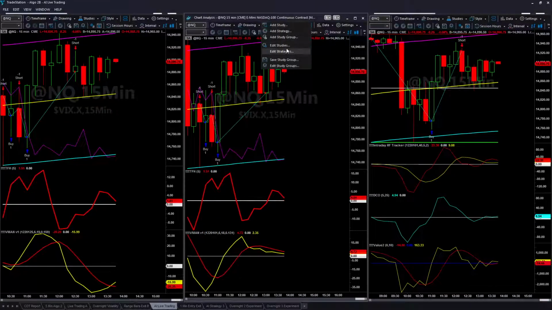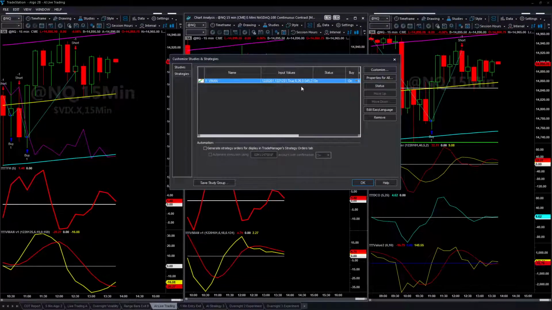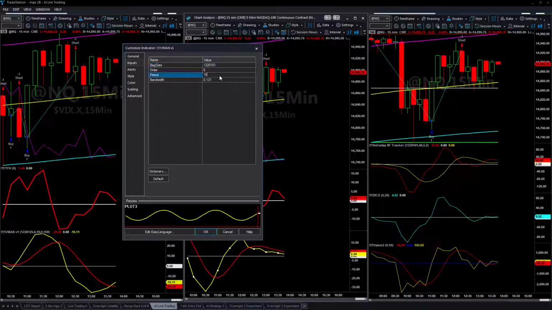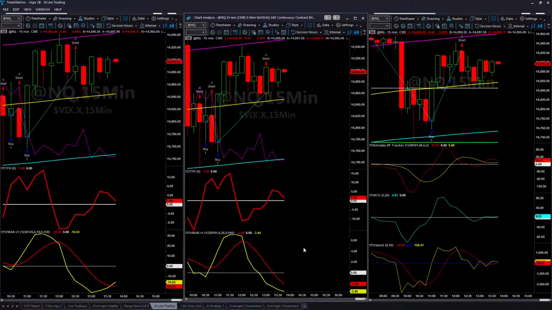I don't think the bottom tuner is okay. It's 26 and 0.045. Had the wrong setting on that. There you go. All right.